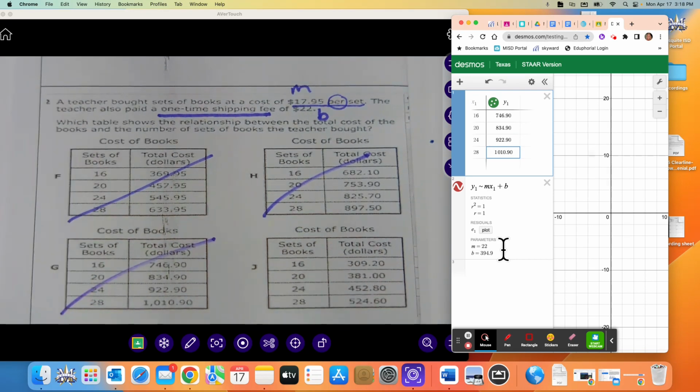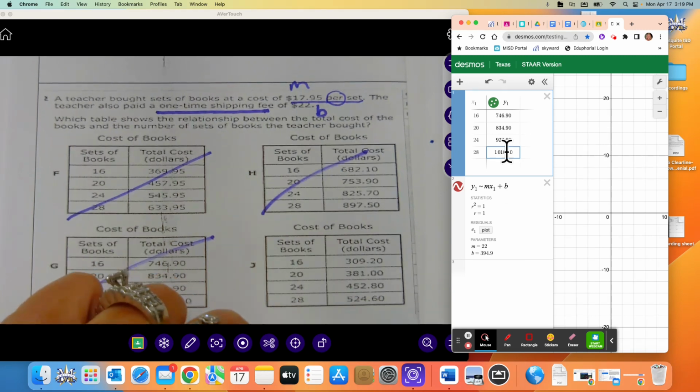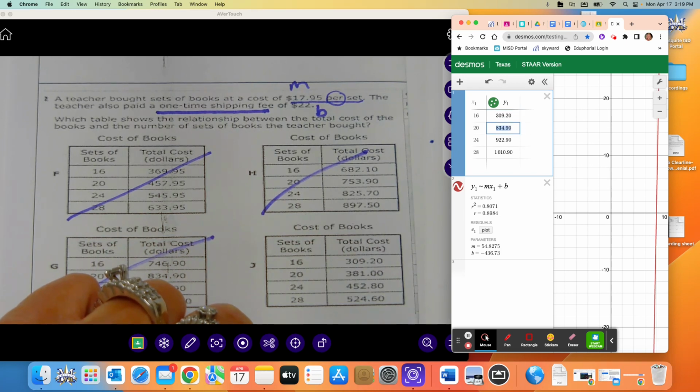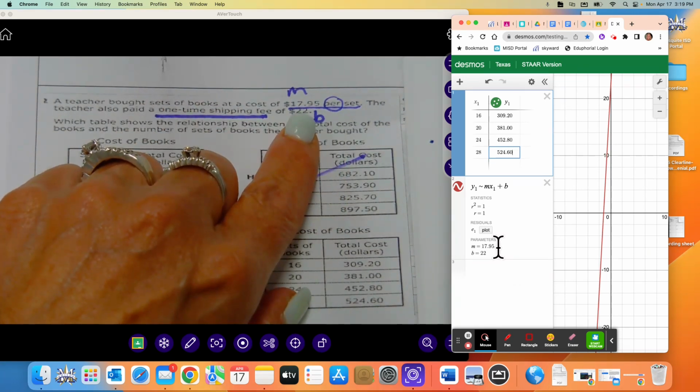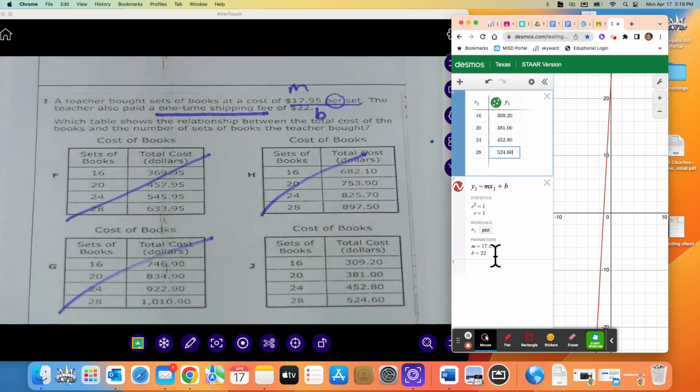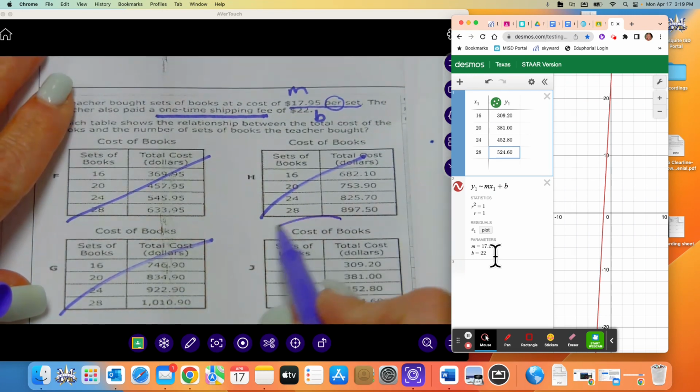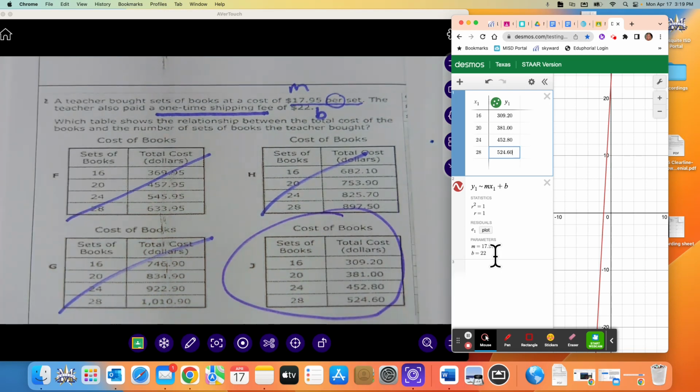Now, guys, I know this has been a lot of work. Just because it hasn't worked for those three, we're not just going to pick this. Okay. We're going to actually put it in. So I'm going to highlight this and I'm going to put 309.20, 381.00, 452.80, and 524.60. Okay, so my M is $17.95, so that checks out. My B is $22, so it looks like this is the one that works.